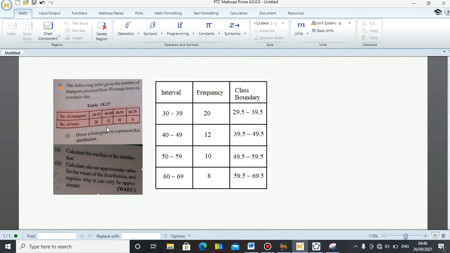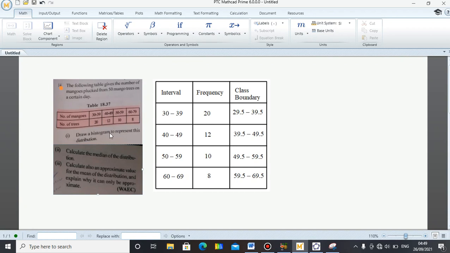So this is the second question you asked me to solve for you. The question is talking about some mango. The following table gives the number of mangoes plucked from 50 mango trees on a certain day. So you can see the question is also on a grouped frequency table question. And without wasting time, let's go straight to solution.